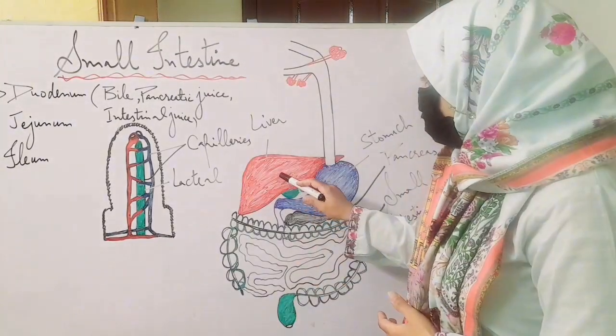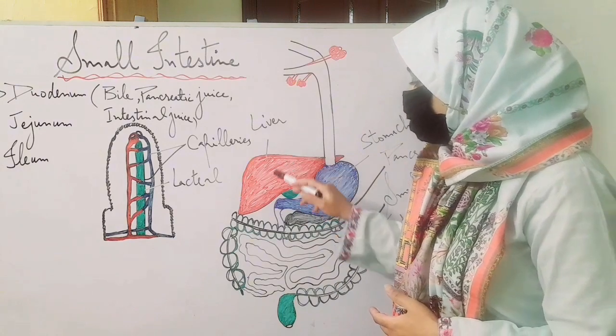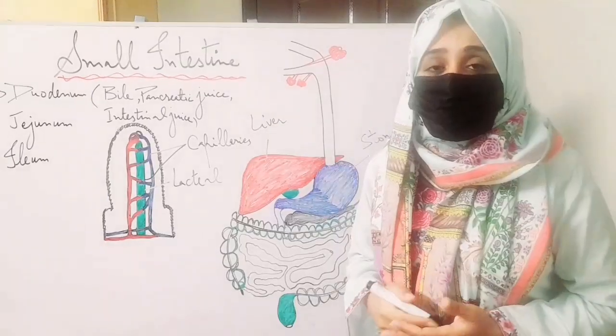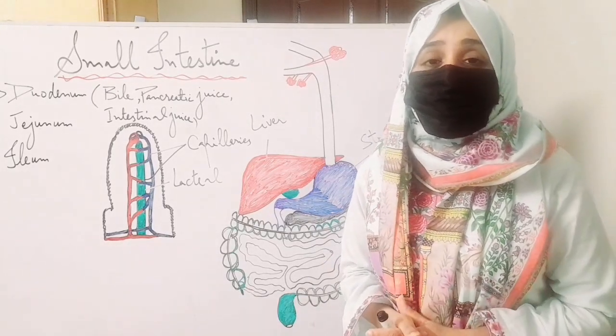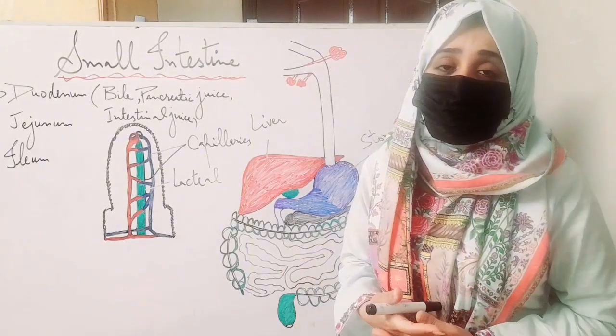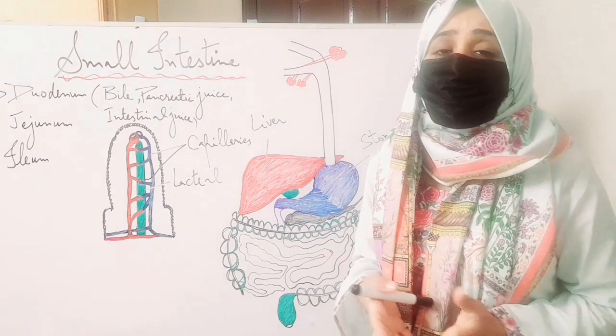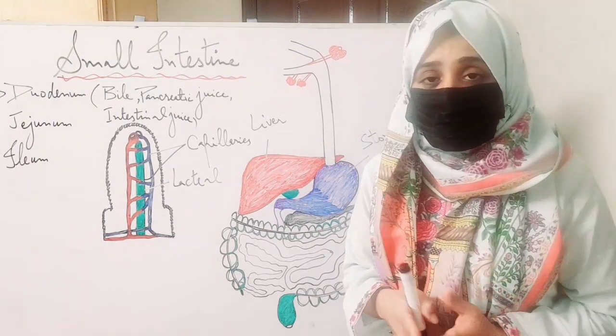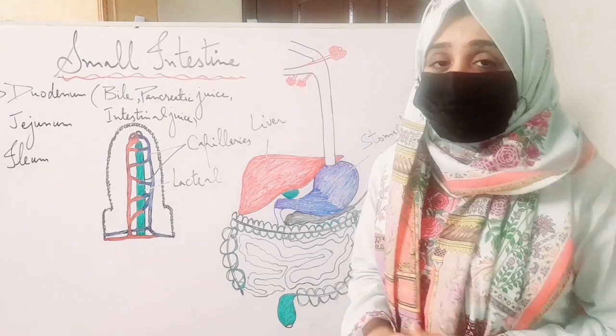Bile is the secretion of the liver. It is carried from the liver to the first part of the small intestine, that is the duodenum. Bile is responsible for the digestion of fats, through emulsification of fats, or breakdown of fats into smaller molecules, or separating the fat droplets from one another.